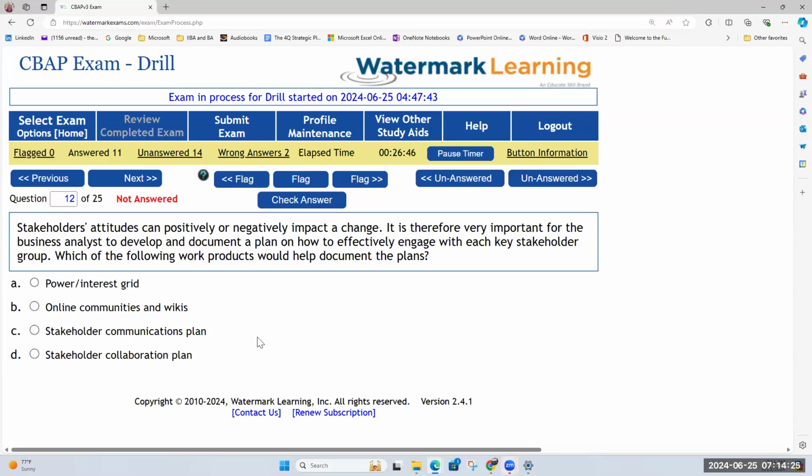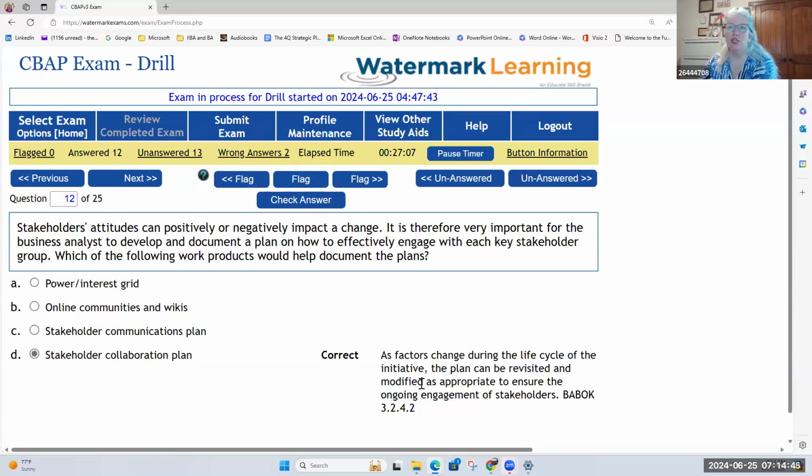Collaboration plan. Okay, I've got power and interest grid as being the right answer, and I have collaboration plan being the right answer. I need a tiebreaker, guys. Okay, got 2 Ds. Let's check this answer. As factors change during the life cycle of the initiative, the plan can be revisited and modified as appropriate to ensure the ongoing engagement of stakeholders, but the stakeholder collaboration plan is the document to help plan how to effectively engage with each key stakeholder group.